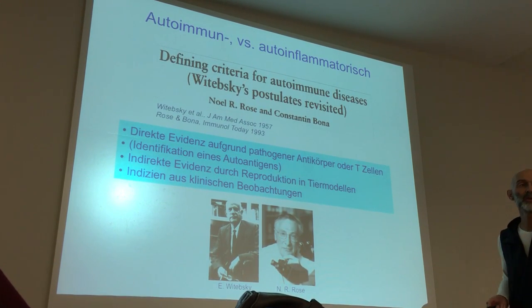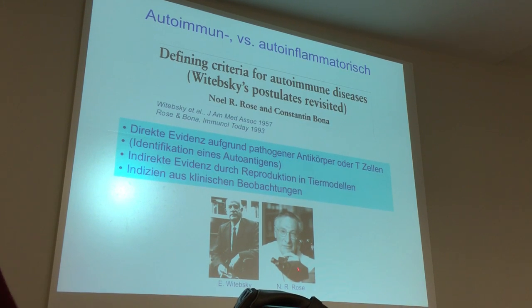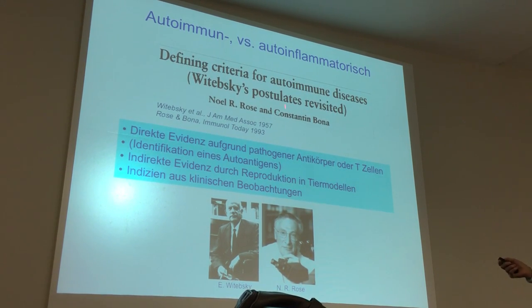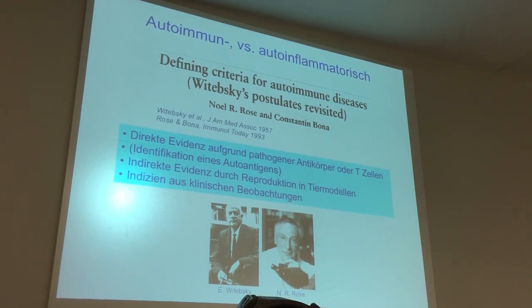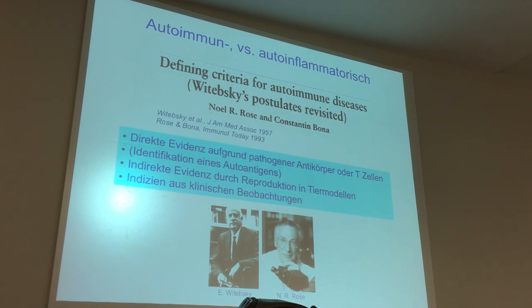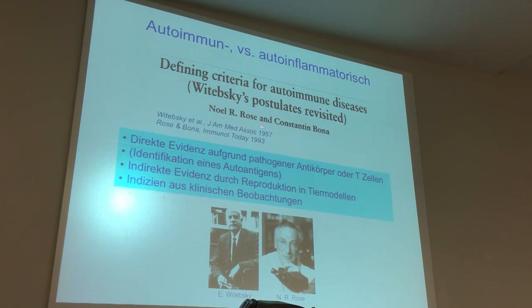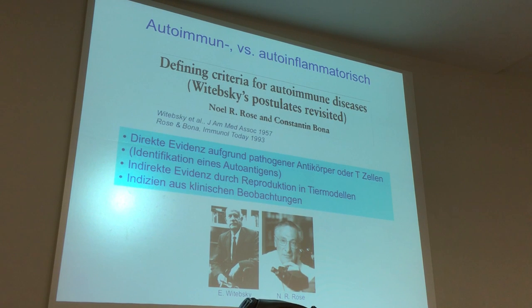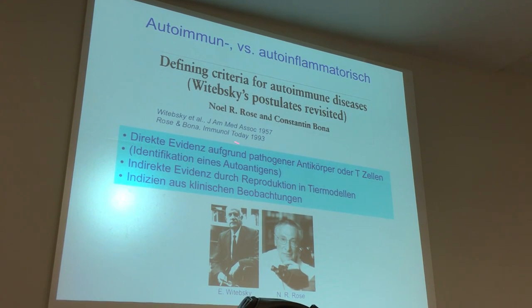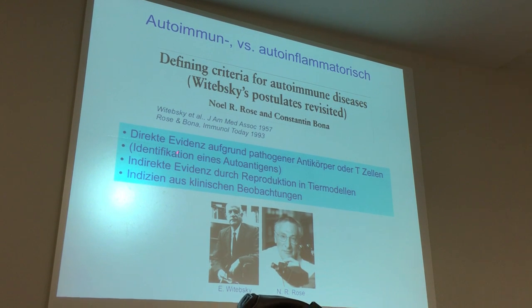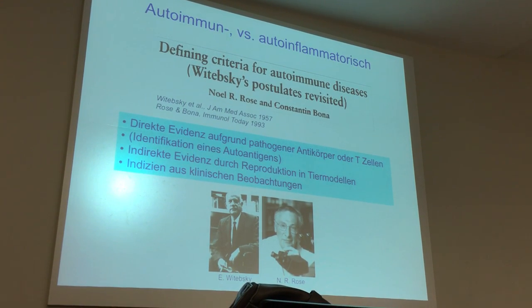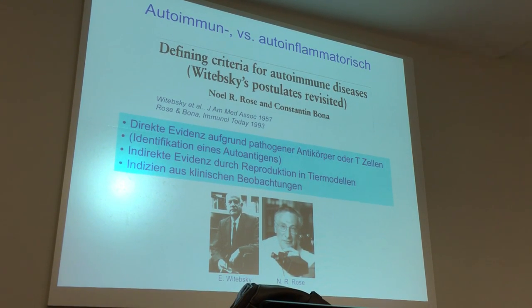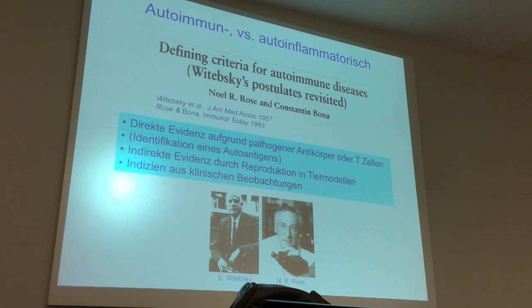How are autoimmune diseases defined? These are the criteria by Rose and Witebsky. They postulated them in 1957 and they were redesigned in 1993. And what you want to see if you talk about an autoimmune disease is that there is direct evidence from pathogenic autoantibodies or from pathogenic T cells. But as we will see, this is not always the case.